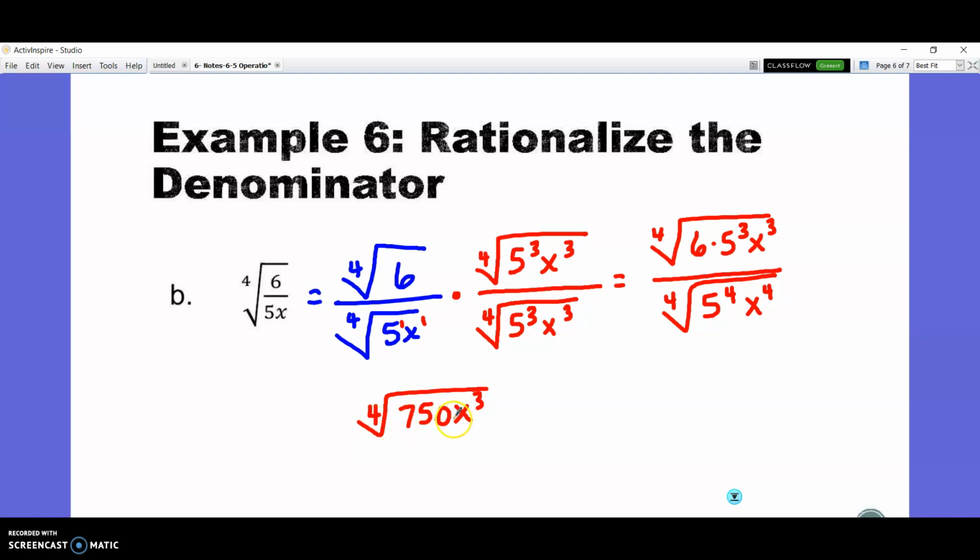And I already know I can't make any groups of 4 because 6 is 2 times 3. And here I have, oh, actually, no. I have 3 5s. 1, 2, 3. So there's no group of 4s anywhere here. But in the bottom, I have 4 5s, so that would make a 5. And I have 4 x's, so that would make an x. And this would be as simplified as possible.